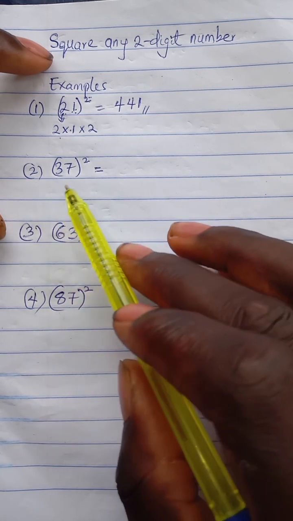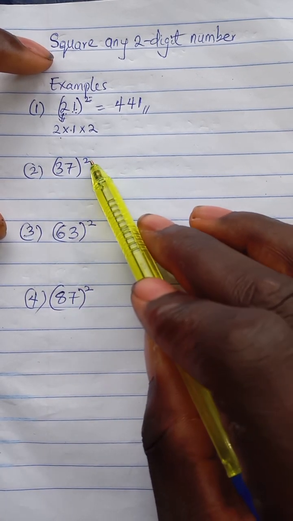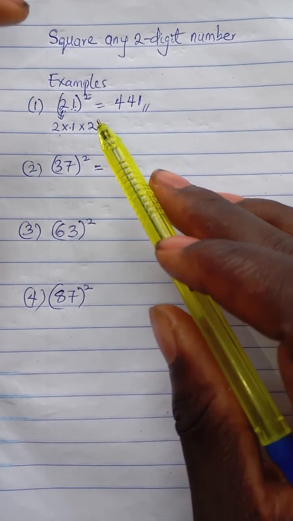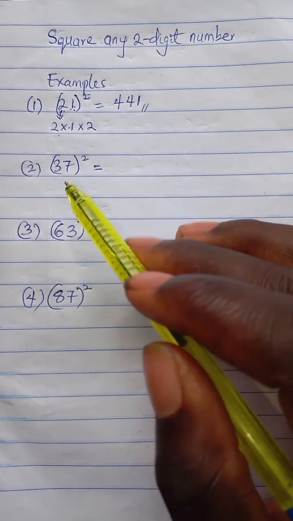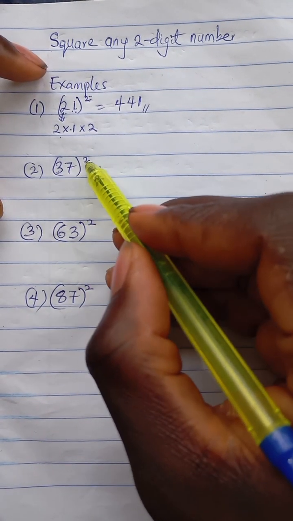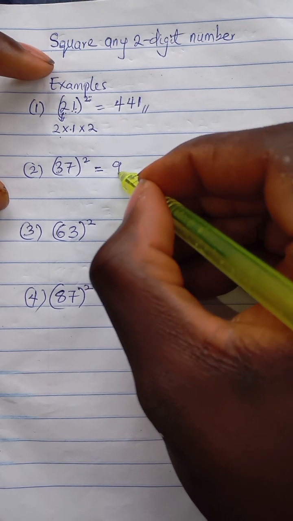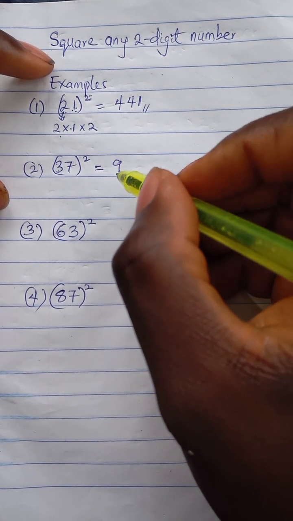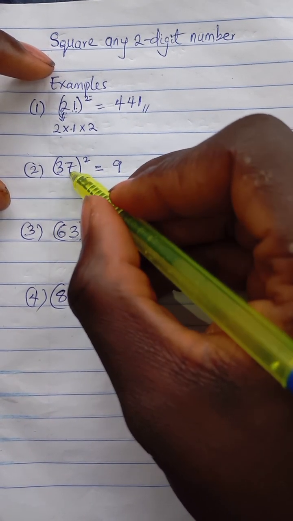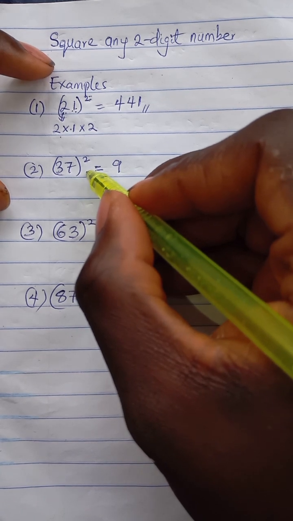The next example here is 37 squared. How do we work this out? We use the same pattern we used for the first one. So the first thing to do is square 3, right? 3 squared will give us 3 times 3, which is what? 9. Right?